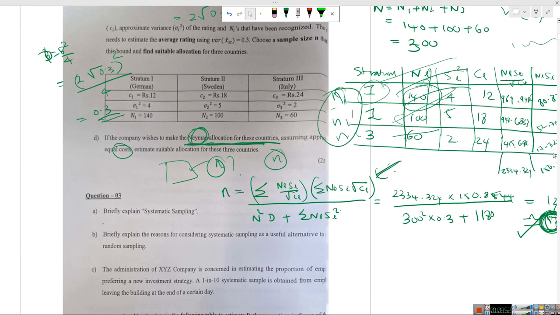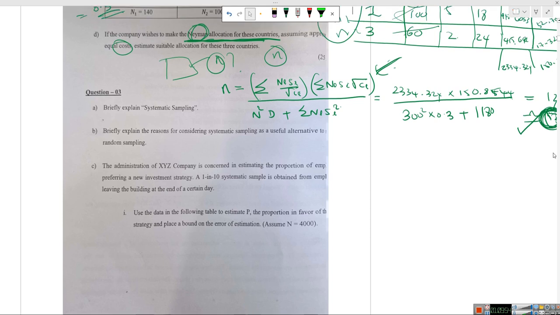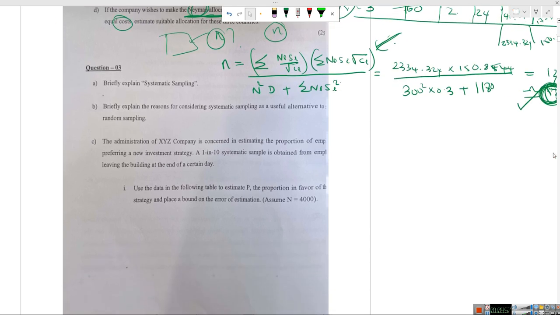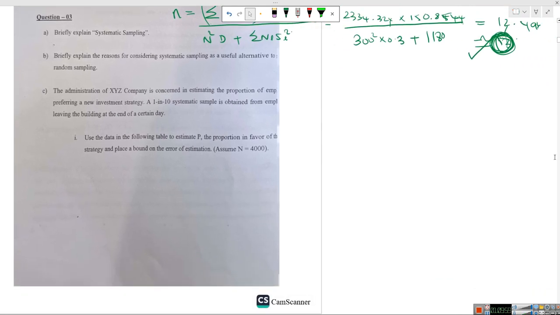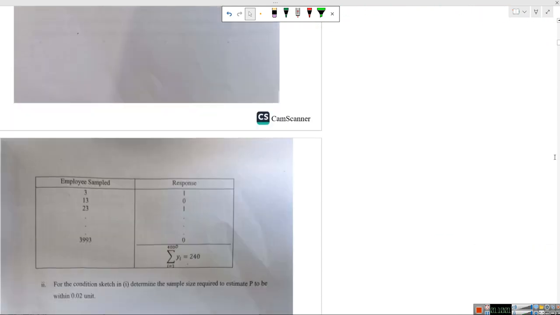Okay, now we will move to the third one.